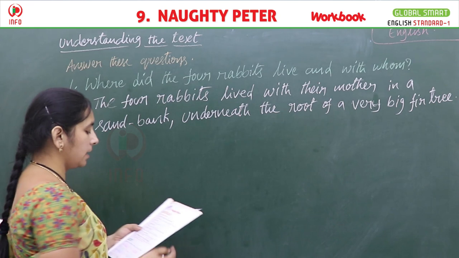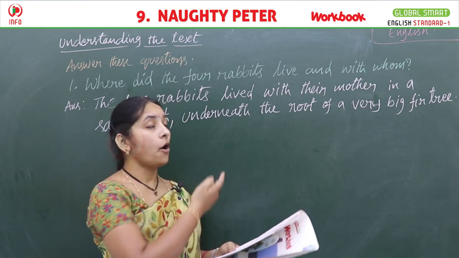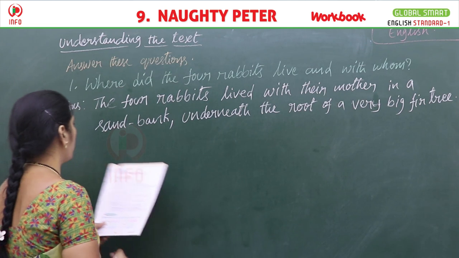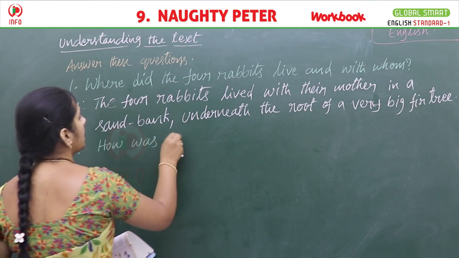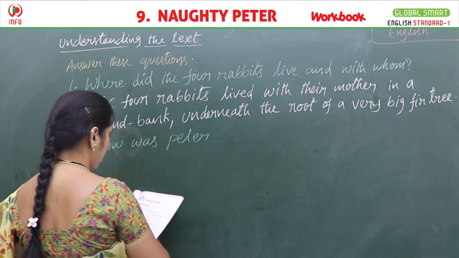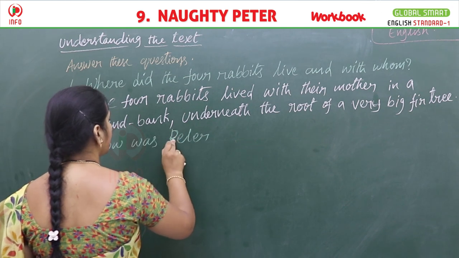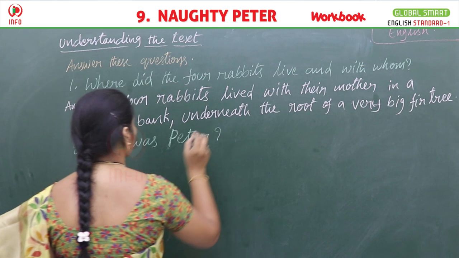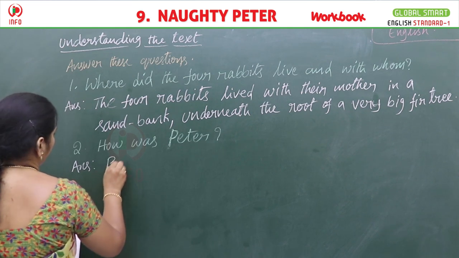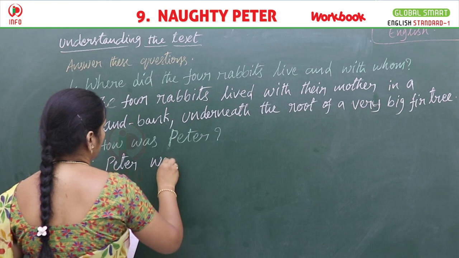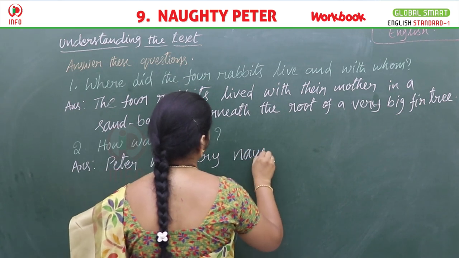And see the second question, Nana. Second question, what do we have? How was Peter? Peter was very naughty. The lesson also same, na? Peter was very naughty. So write the second question. How was Peter? P-E-T-E-R. Peter, P capital letter, we should write it, Nana. Name, na? So we should write capital letter. So write the answer. Peter was very naughty.